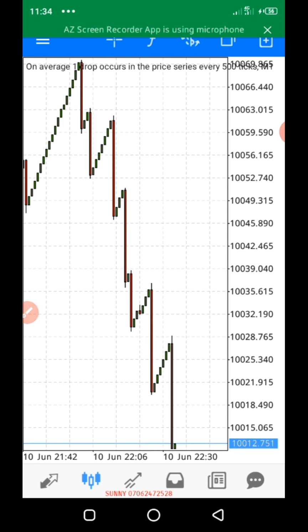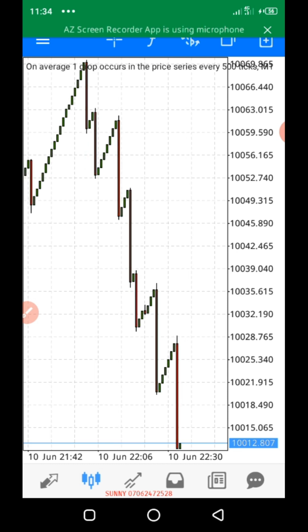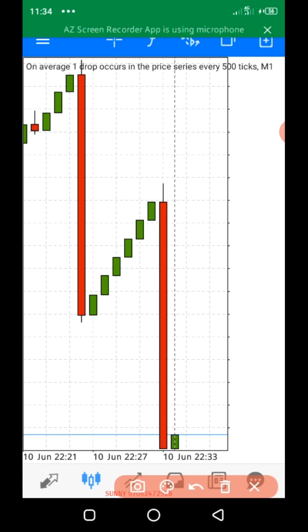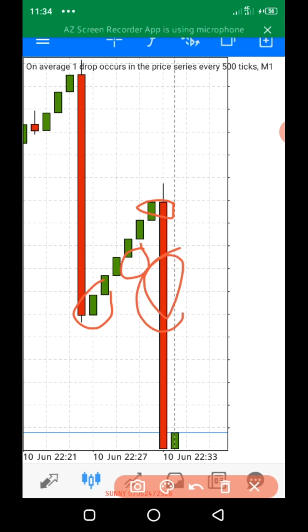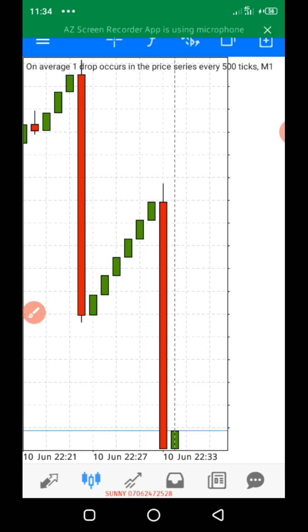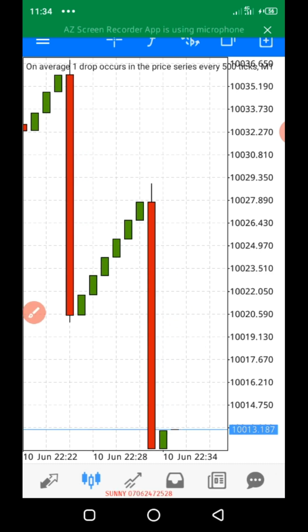Now that M1, if I click on it, you'll see that the chart has changed. It simply means that for every 1 minute, a new candlestick will be forming. This thing you're seeing, including this long one, they are all called Japanese candlesticks. So every 1 minute, a new candlestick will be forming.